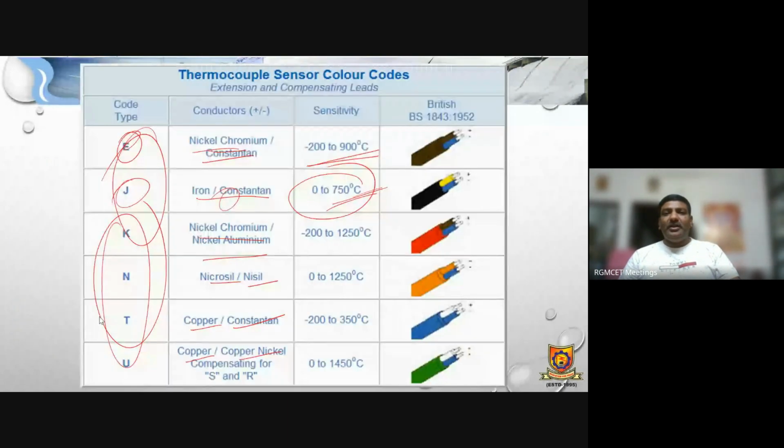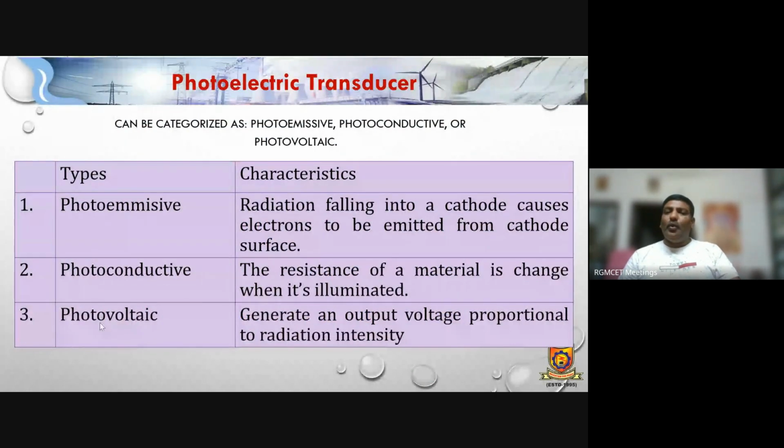Photoelectric transducers: photoemissive, photoconductive, photovoltaic. These are the three different types of photo transducers. In photoemissive, whenever light rays fall on the photoemissive element, the cathode causes electrons to be emitted from its surface. In photoconductive, whenever light energy falls on the surface, it changes its resistance, so the conductivity changes. Resistance and conductance are inversely proportional, so as the resistance decreases, the conductivity increases.